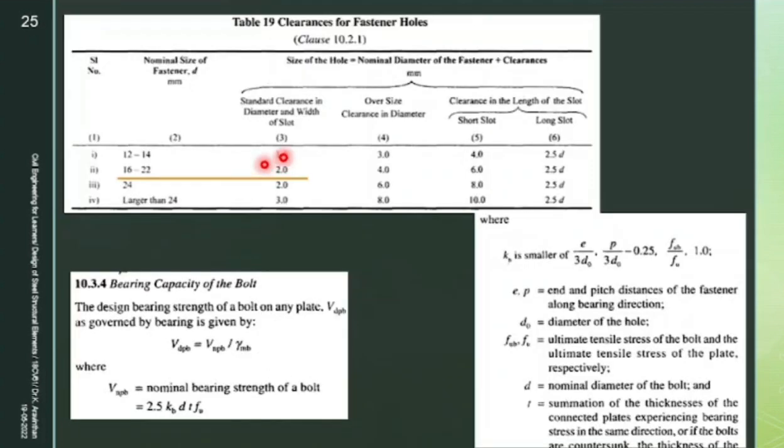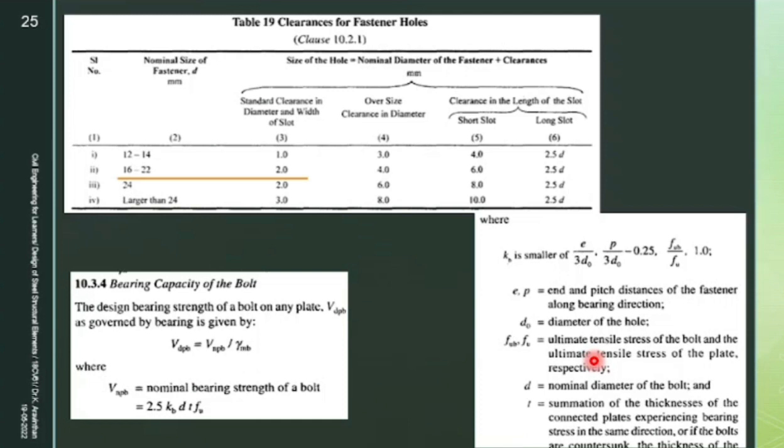So according to the diameter of the bolt, if you are using larger diameter, that is 24 mm diameter, the clearance should be 3 mm. 24 plus 3, 27. So your hole should be 27. So this is the way you have to understand. Now if your bolt is 16 mm, what is your diameter of the hole? 18 mm. What is FUB? Ultimate tensile strength of bolt and ultimate tensile strength of plate.